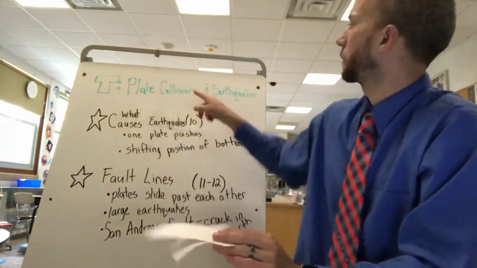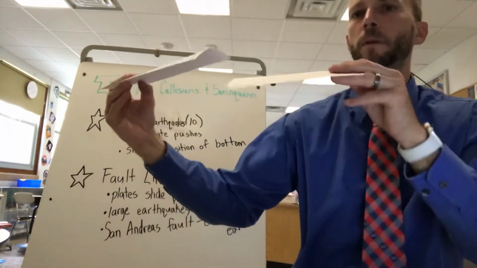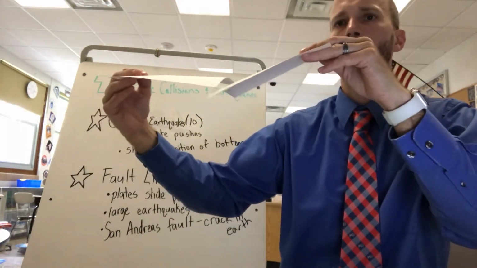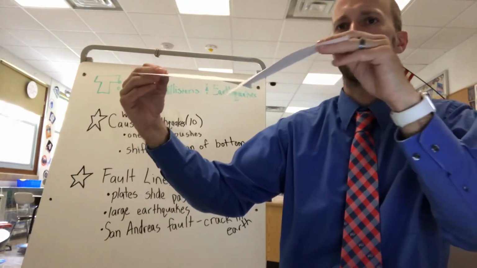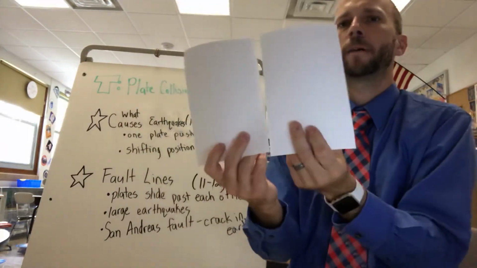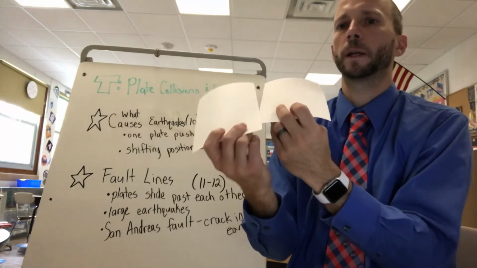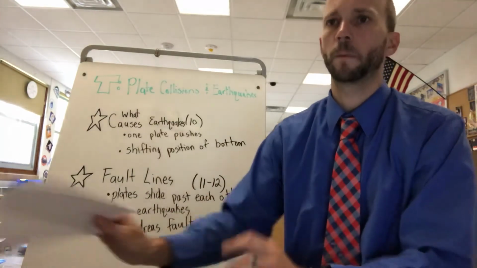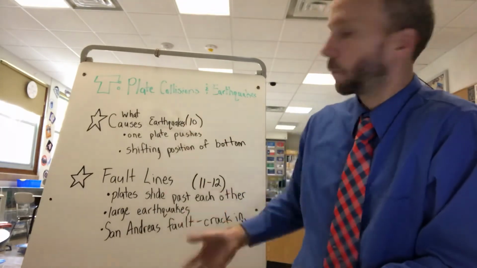So now we have our plate collisions and earthquakes. So now we know how earthquakes happen. We have the two plates colliding. One plate kind of runs underneath the other, like so, causing the lands to obviously have earthquakes. And then you have fault lines where they are side by side of each other and they rub against each other like so. Okay? So that is our Word document.